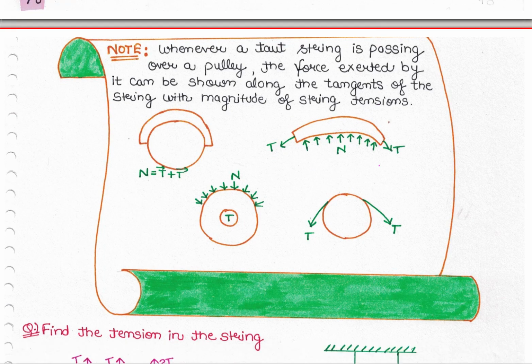Note that whenever a taut string is passing over a pulley, the force exerted by it can be shown along the tangent of the string with magnitude of the string tension. Okay, we have a note: whenever a taut string is passing over a pulley, the force exerted by it can be shown along the tangent of the string with magnitude of string tension.